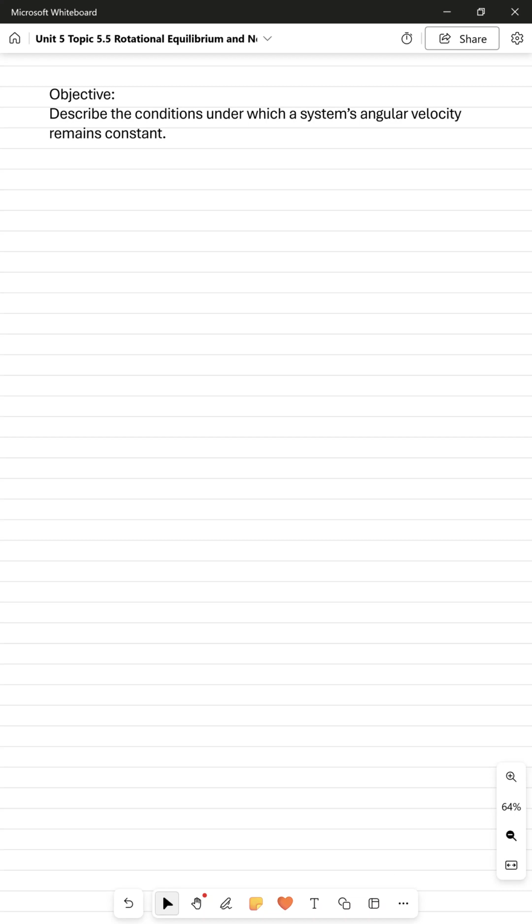Hello, in this video we are going to discuss the conditions for rotational equilibrium. We already know we have two types of equilibrium. We have the translational equilibrium, which we discussed in unit 2. In that case, we had the net force equal to 0, acceleration was 0, and v was constant.